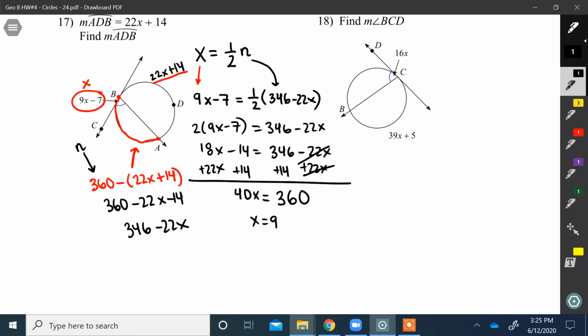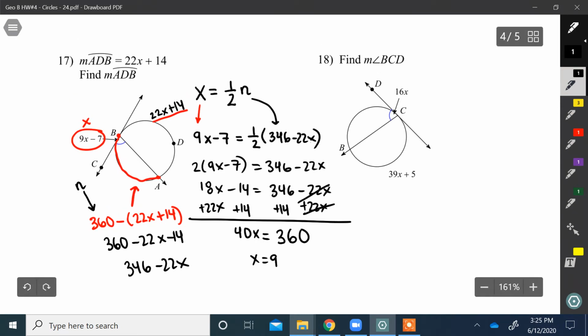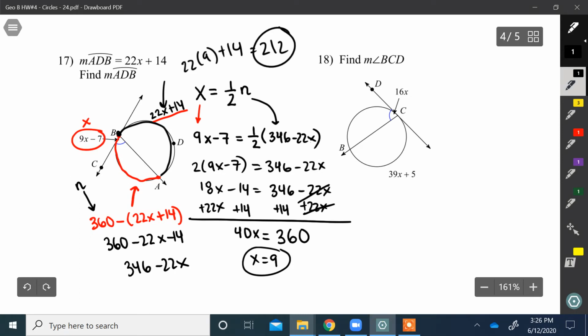Okay, so now you're wondering, well, we got x is equal to 9. What should I do now? Well, we're going to plug it in. This right here, x is equal to 9, we're going to plug it in right there, because this is what we're looking for. So 22 times 9 plus 14, that should be 212 as your final answer.